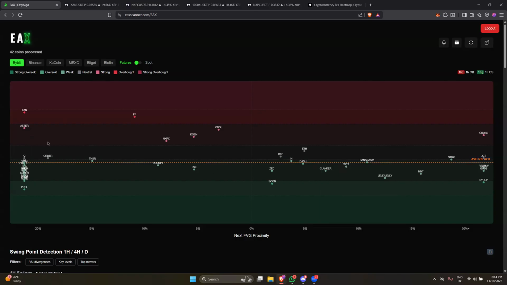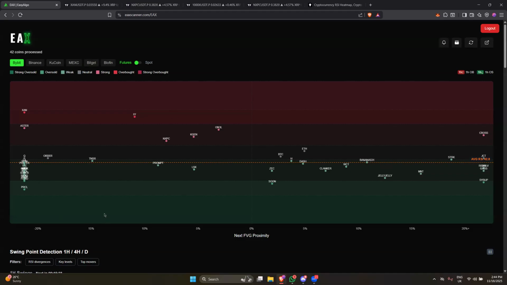Why you would find tokens here is because the price is currently below the fair value gap it's identifying, and then vice versa. If it's on this side, it means the price is above the fair value gap. At some point the price would have expanded and left imbalances, and you can almost expect the price to return here. So that's how this works.